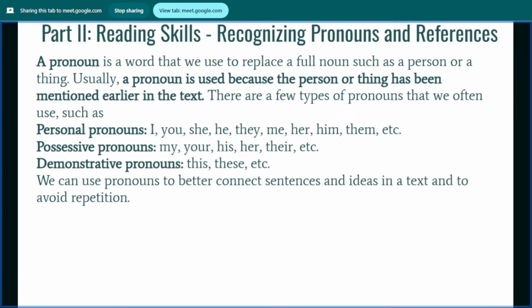Possessive pronouns are not my. Mine is a possessive pronoun, my is not. My is a possessive adjective. Okay, it's given incorrectly in your handout. Just correct it in your handout. Remember, mine is a pronoun, then yours, his, hers, theirs. These are our possessive pronouns.